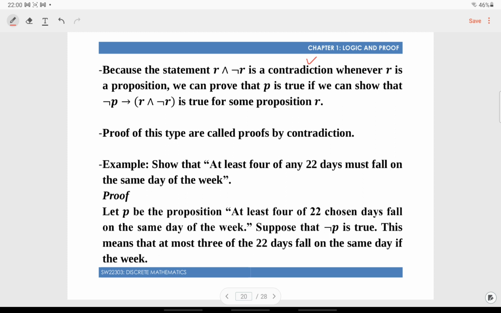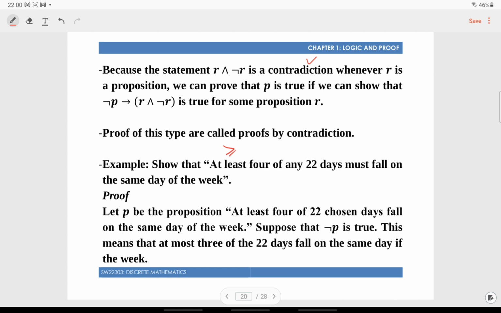The first example: show that at least 4 of any 22 days must fall on the same day of the week. Here, at least means greater than or equal to. That is the statement, and our task is to prove this statement by using the contradiction method. Let's see how to do it.